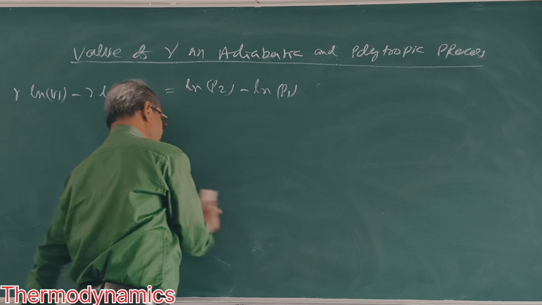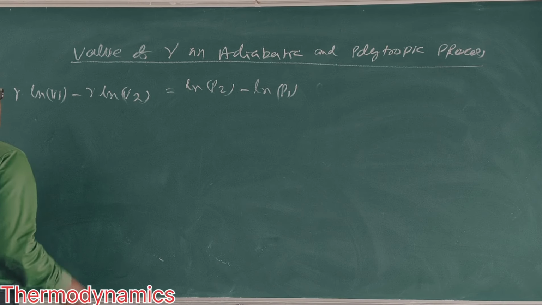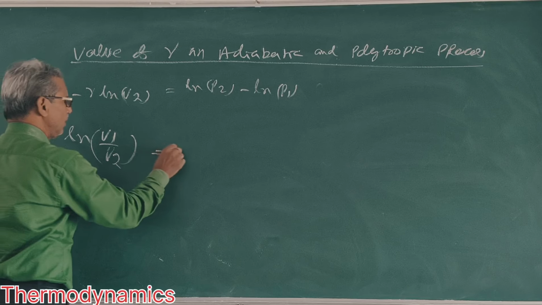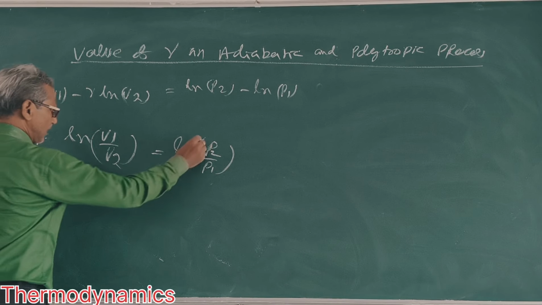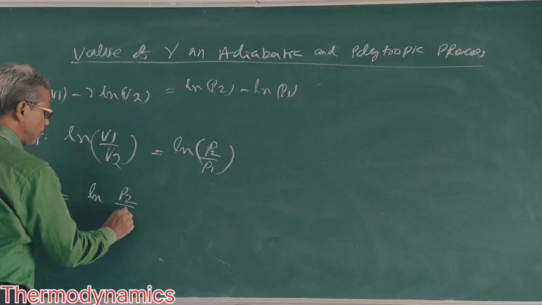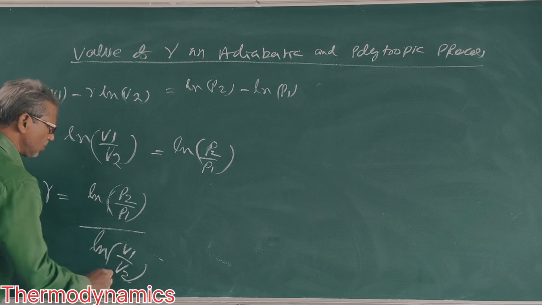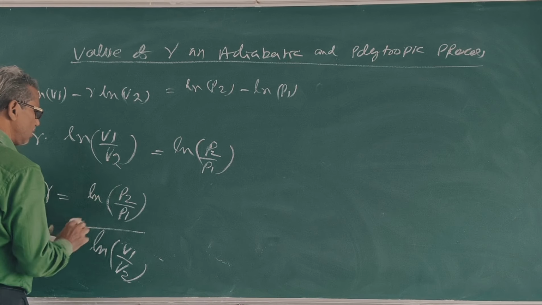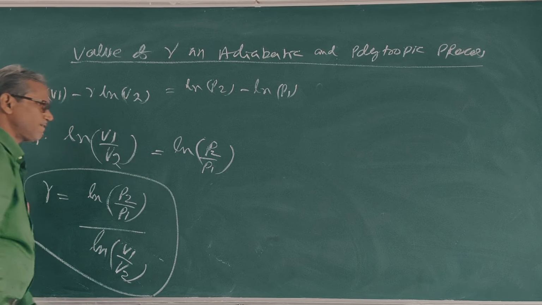Now ln m minus ln n is ln m by n. So gamma common, gamma ln V1 by V2 is equal to ln P2 by P1. So gamma is equal to ln P2 by P1 divided by ln V1 by V2. This is the value of gamma. Clear? ln P2 by P1 over ln V1 by V2.